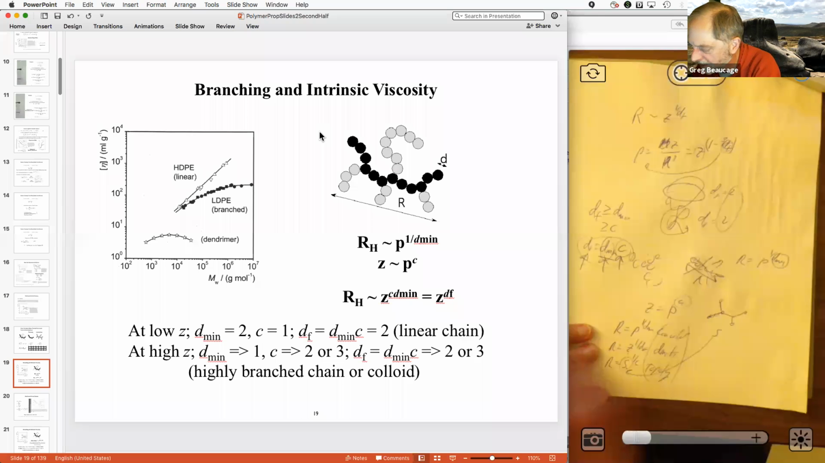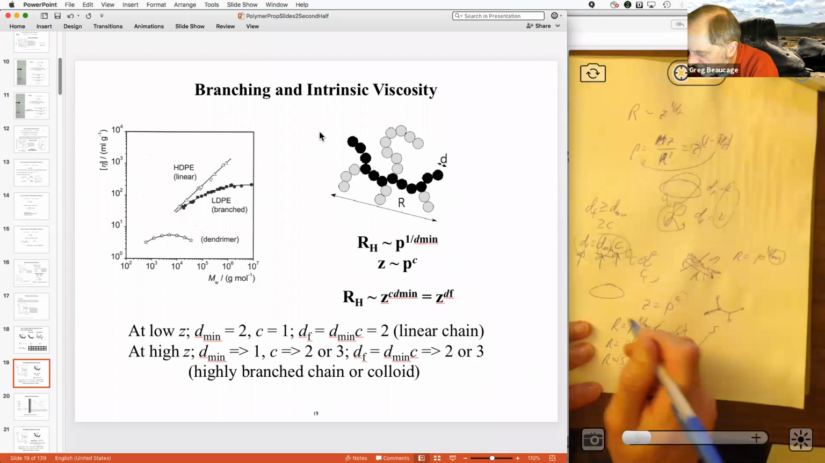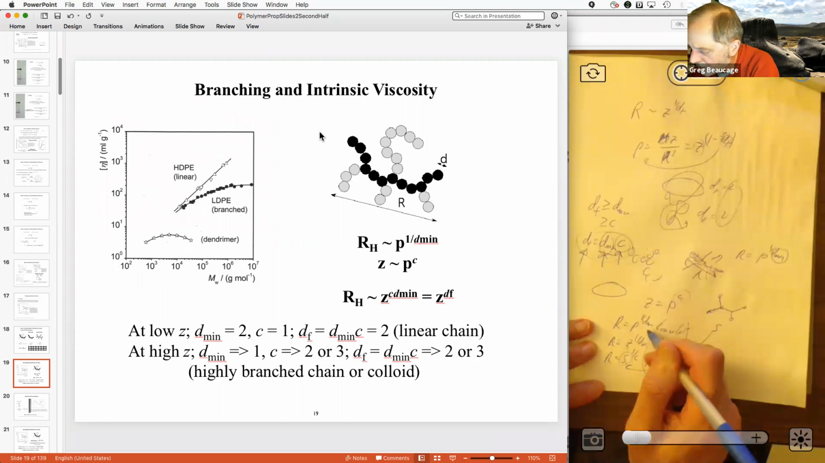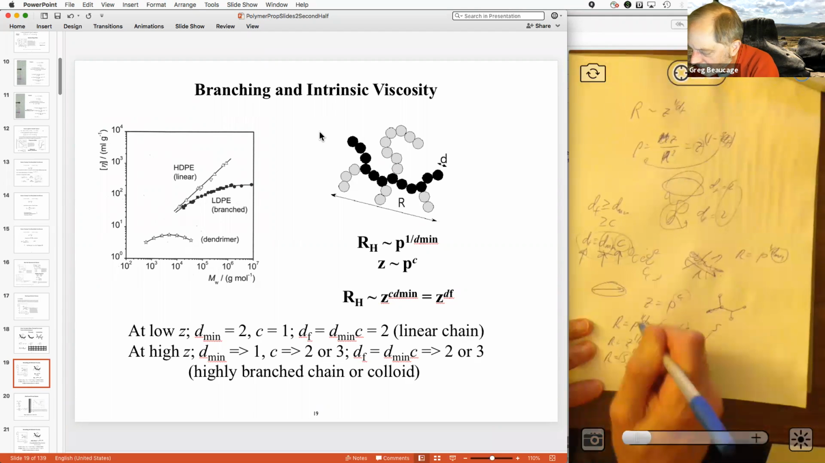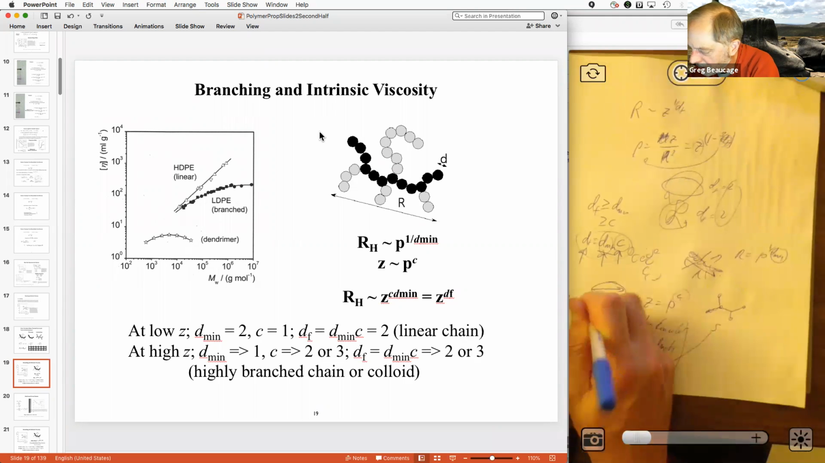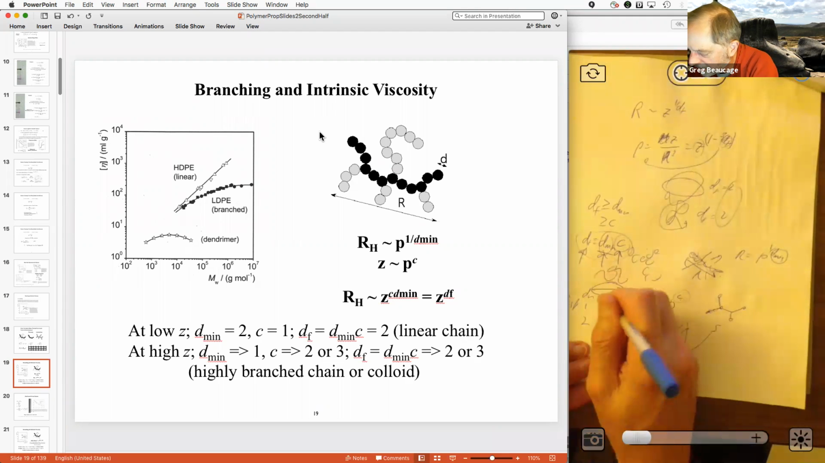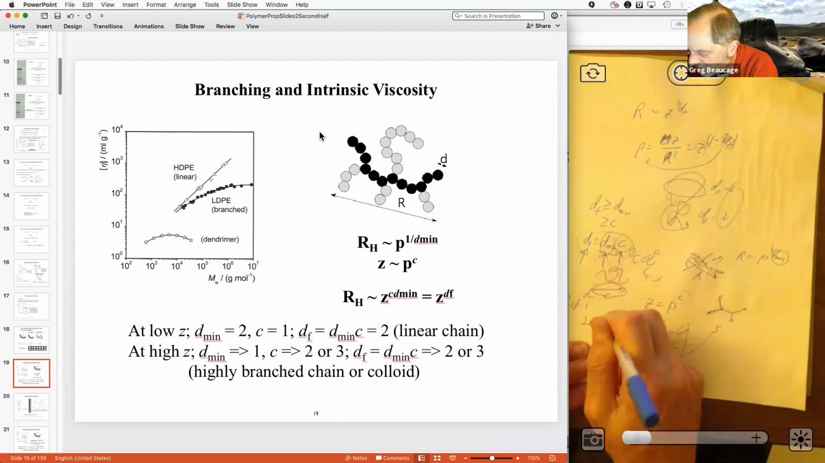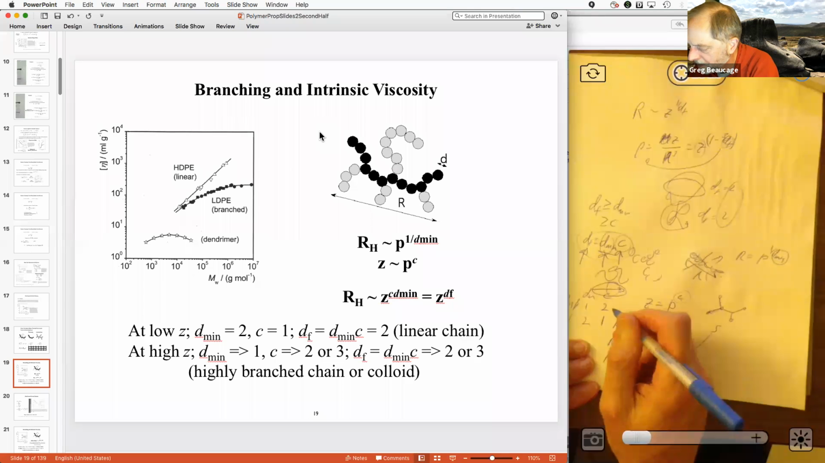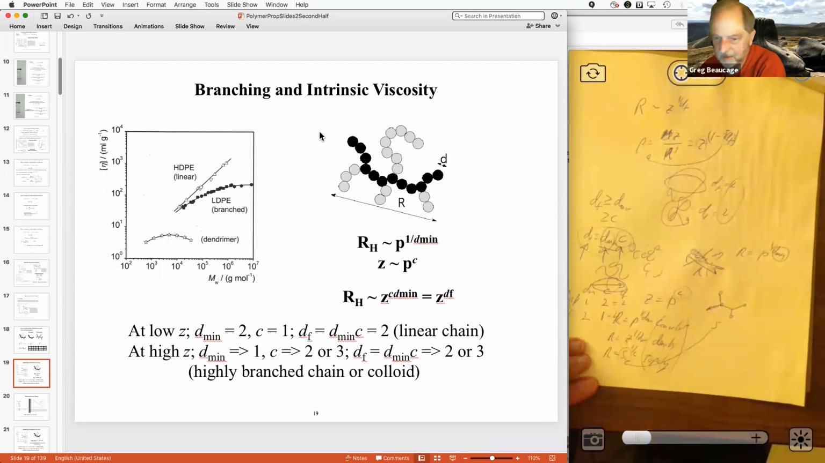So for instance, if you have a disk, then the short circuit path is a straight line, so D min is 1. If you have a coil, the short circuit path is 2 because it's the same as a chain dimension. And the topology C is linear for a coil, and for a disk C is 2 because it's a two-dimensional object. Those two will both give you 2 if you multiply them, so DF is 2 in both cases. So that's kind of how this works.